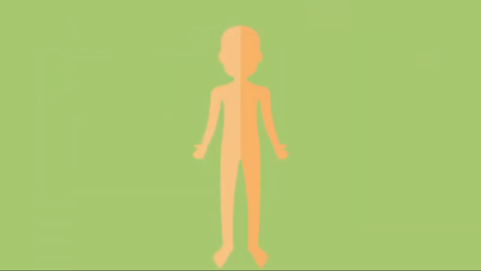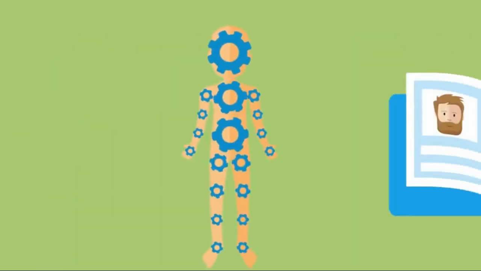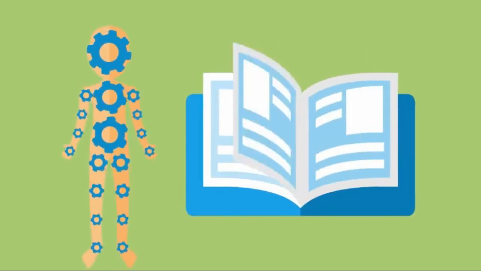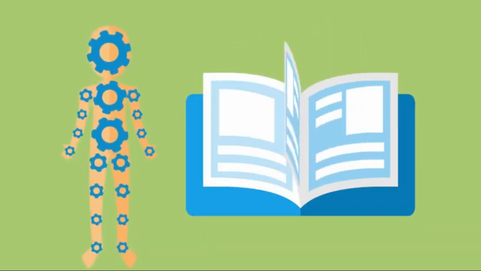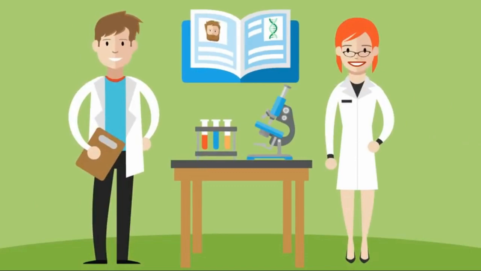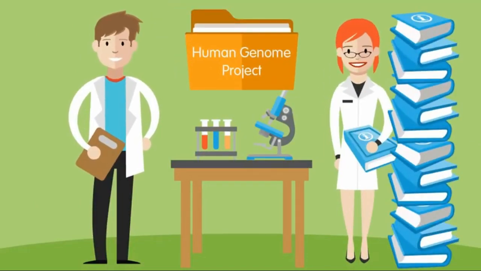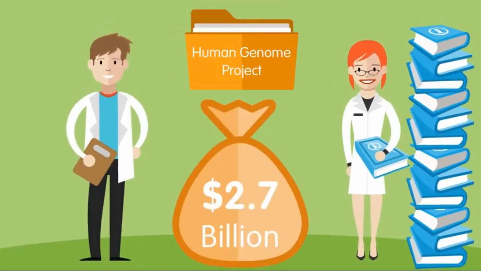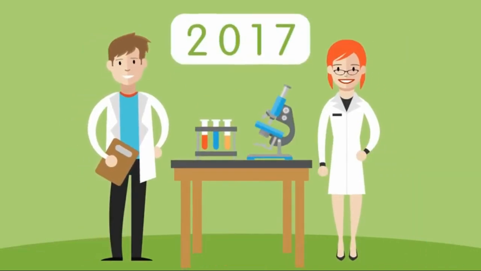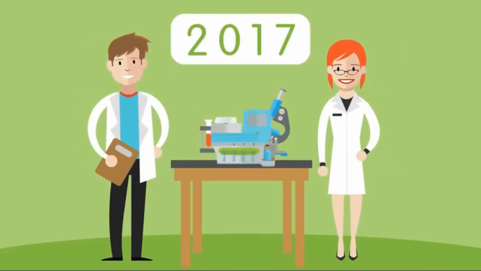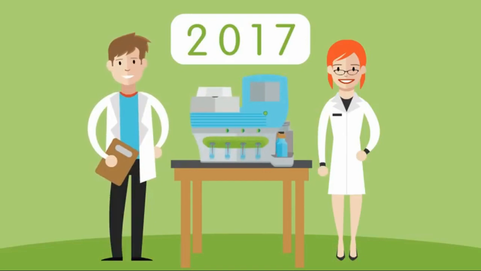Your body is a very complicated system, which means your instruction manual needs to contain a lot of information. Scientists embarked on the first full reading of this instruction manual in 1990 with the Human Genome Project, which took 13 years and cost $2.7 billion. Since then, we've had huge leaps in technology, which now make these readings much faster and less costly.